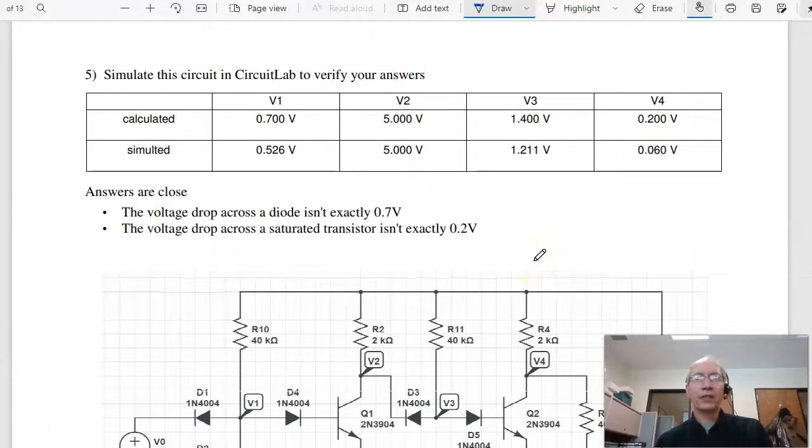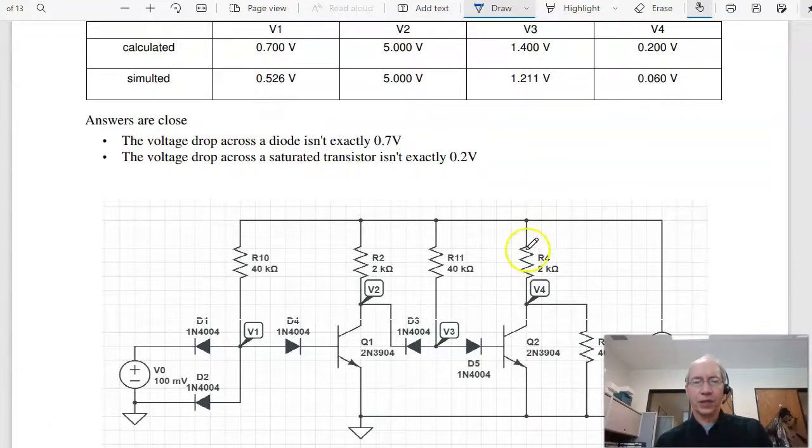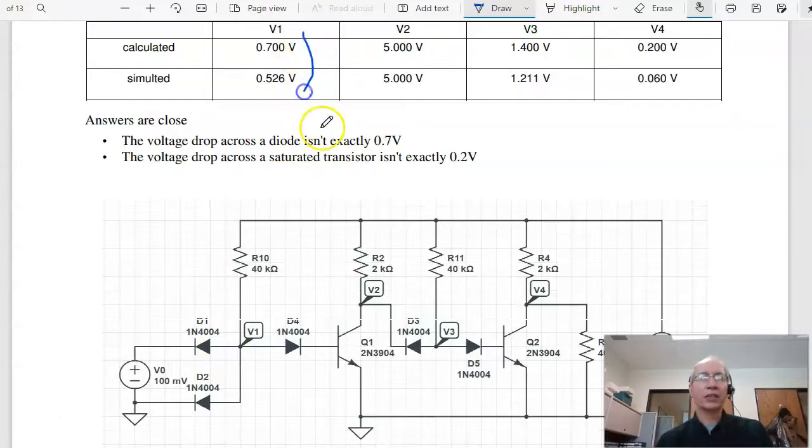Problem 5 is if I try and run this in Circuit Lab to see what the voltages are. Again, it's pretty close. I think that V1 should be 0.7. It's actually 0.526. Again, the voltage drop across the diode isn't exactly 0.7. Everybody's off, so V2 is correct, it's 5 volts. V3 should be 1.4 volts. It's actually 1.2 volts. These voltage drops aren't exactly 0.7. And V4 is saturated, should be 0.2, actually 0.06.